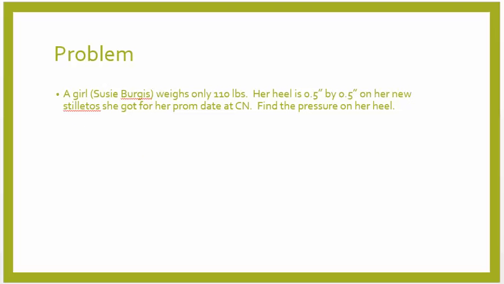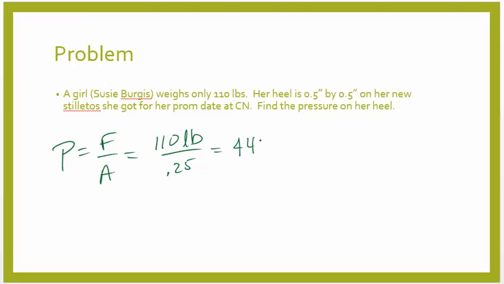A girl, Susie Burgess, weighs only 110 pounds. Her heel, however, is 0.5 inches by 0.5 inches. So she's got a much smaller heel on her new set of stilettos she got for her prom date at Central Noble. Find the pressure on her heel. Again, pressure is force over area. The force is 110 pounds. The area is 0.25, and when you divide 110 by 0.25, you get an answer of 440 pounds per square inch of pressure.